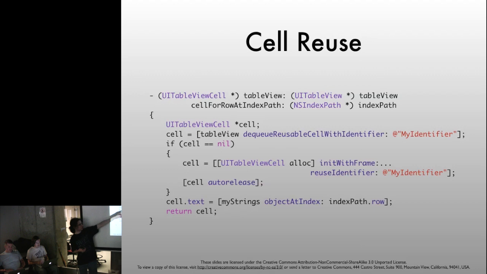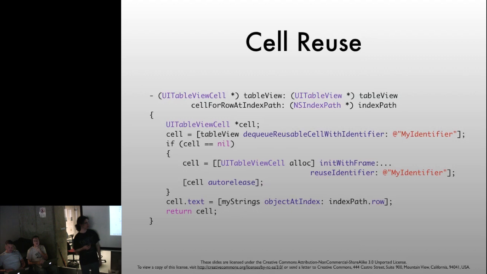And then if you don't get one, such as, for example, if you're loading an empty table and you just haven't loaded any table view cells yet, then you can actually create one. This is a fairly standard view initialization. You allocate, you initialize with a frame, and you again have this reuse identifier. You autorelease it because its memory management is handled, and here you can set its text to, for example, an array that keeps track of text in the table.